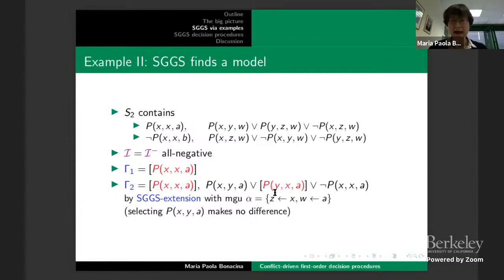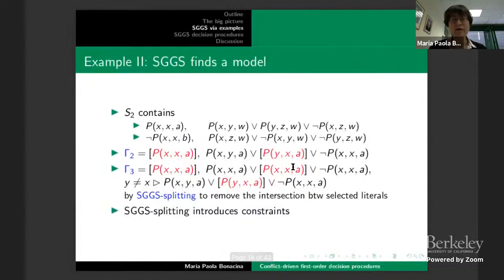We can select either one of the 2 positive literals. Suppose we select the second one. Now this means that we have a model where all the negative literals are true, except those of the form Pxxa and those of the form Pyxa. But now these 2 literals have an intersection, because clearly all instances of Pxxa are also instances of Pyxa.